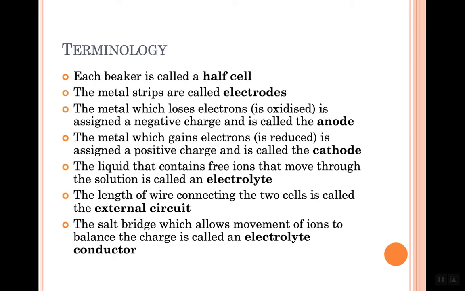Okay, so some terminology. The two beakers, each one is called a half cell. The strips of metal you've got in them are called electrodes. The metal which loses electrons and is assigned a negative charge is called the anode, a negative electrode. The metal which gains electrons is called the cathode. The liquid that's in them is called the electrolyte. The length of wire connecting them is the external circuit. And then we've got the salt bridge, which allows the movement of ions, which is sometimes called the electrolyte conductor. Now, you need to know these terms, you need to be able to use them accurately. You will need to label cells showing them.